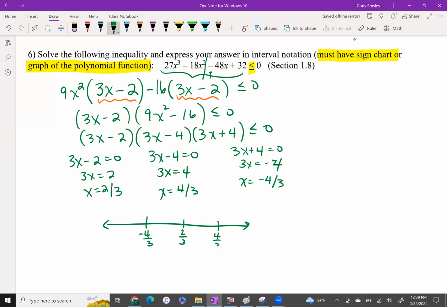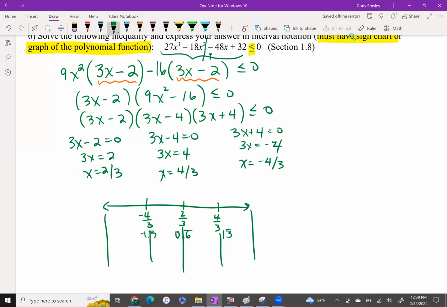If you don't feel comfortable with those fractions, you might want to change them into their decimal equivalent. That might help you on the number line. 2/3 is the same as 0.6 repeating. And 4/3 is the same as 1.3 repeating. Negative 4/3 is negative 1.3 repeating. That might help us when we're choosing our test values. Then we want to put our factors over here to the side. We have 3x minus 2, 3x minus 4, and 3x plus 4.